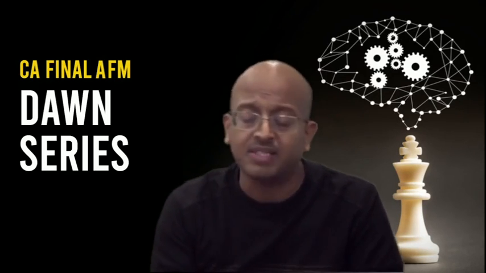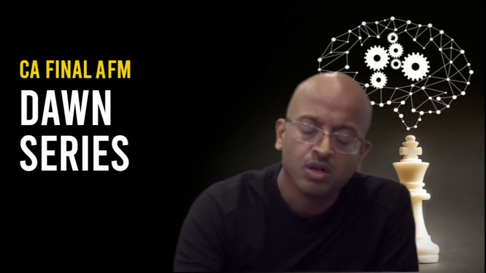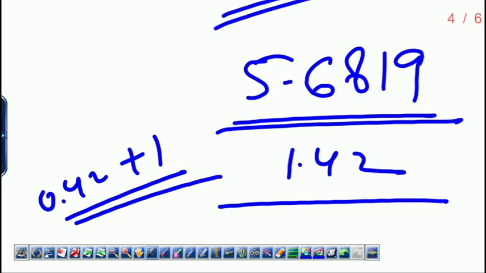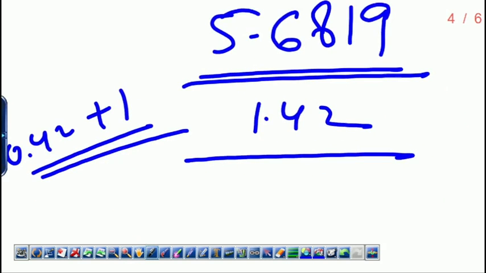If we go for alternative 1, that is debt, so 3 crore debt at 14%. What's the interest? The interest is 0.42. Okay, 0.42 is the interest. And we already have interest of 1. So 1 and 0.42, 1.42 is the interest expense. So the PBT comes to 5.6819 minus 1.42, which is 4.2619.